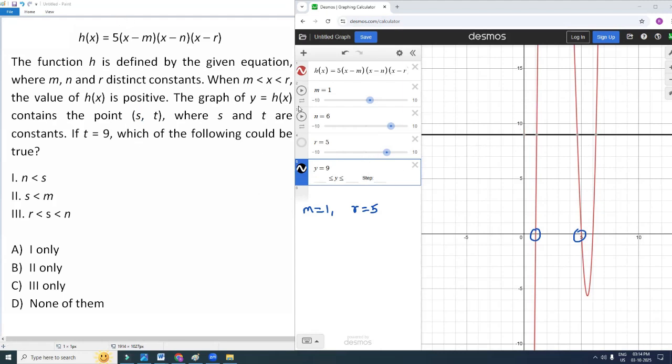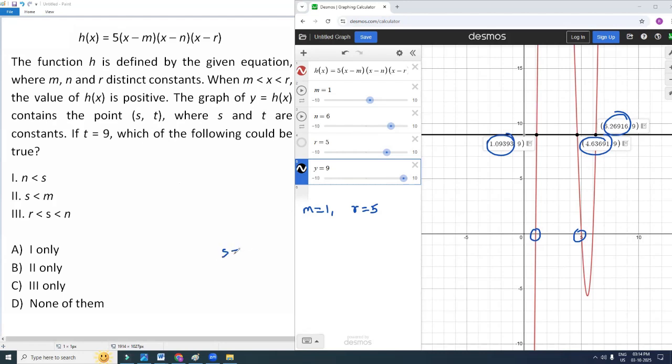Now let me get the corresponding x coordinates, that is the value of x. Let me click over here and here and here. So when t equals 9, we have three possibilities on the graph of the function y equals h of x. That is, we can have this point s comma t over here or here or here. So we have three different values for the x coordinate, that is the value of s.